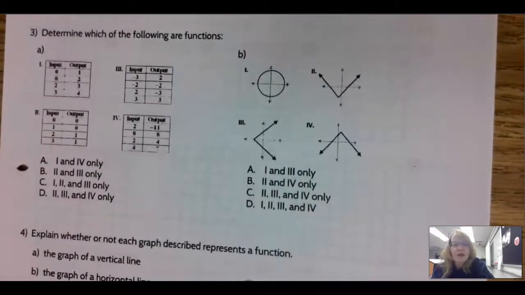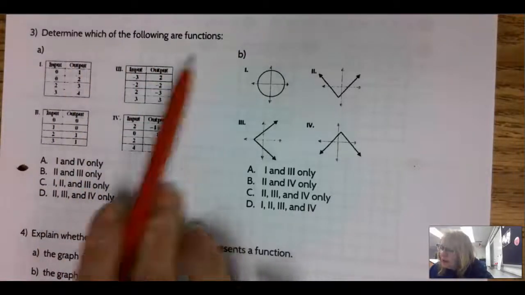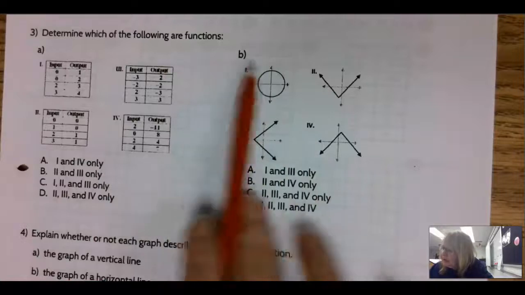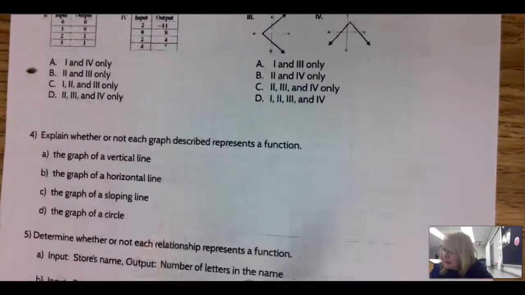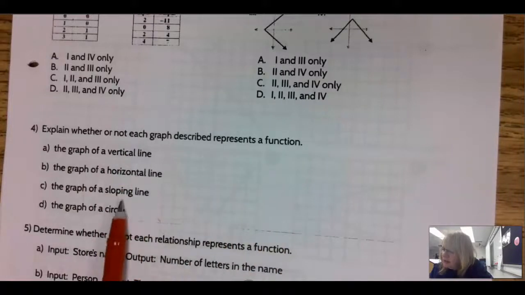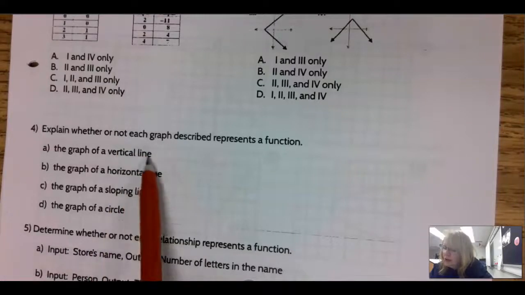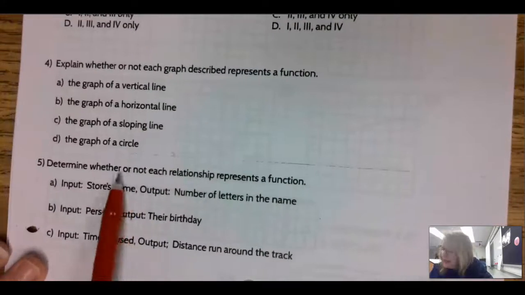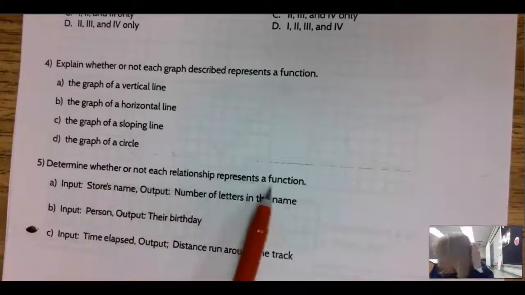Try it. Okay, determine which of the following are functions. This is what we were doing before. Okay, look at your X values, look at your vertical line test. Explain whether or not each graph described represents a function. Oh yeah, draw those. Draw each of those, sketch those out. Then do your vertical line test. And then determine whether or not each relation represents a function.